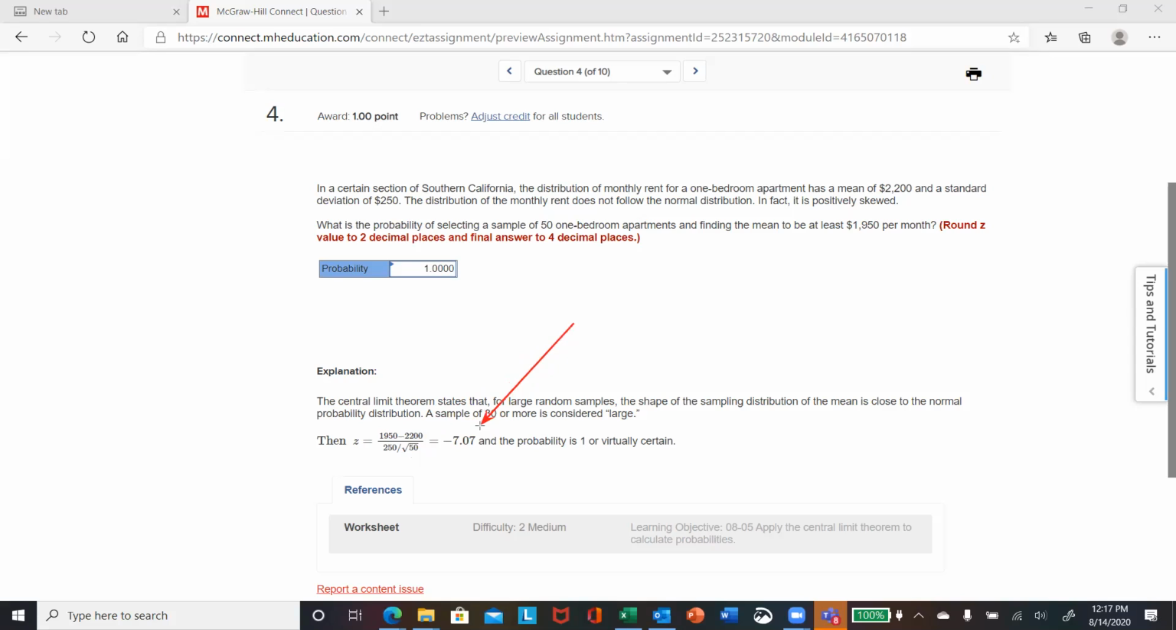Well, you'll note that you cannot find that number in the table. So essentially, the answer should be 100%. Sometimes I think the largest number on our table is 3.09. Anything outside of that is going to fall off the table. All right, that is number 4.